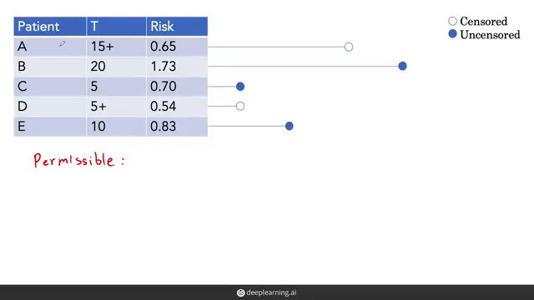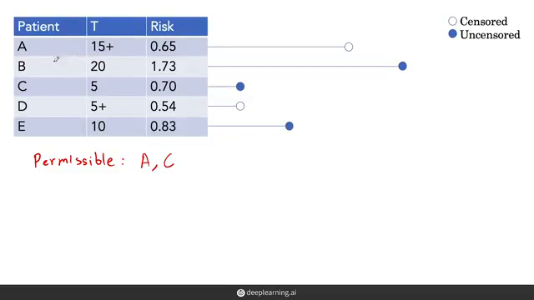So let's first look at the pair AB and determine whether that's permissible. So notice now that we have the censoring occur before the event time. So this is a case where we're not able to compare the outcomes, so that's not a permissible pair. We'll see AC now. For AC, we can see the event time here is happening before, so this is going to be a permissible pair.